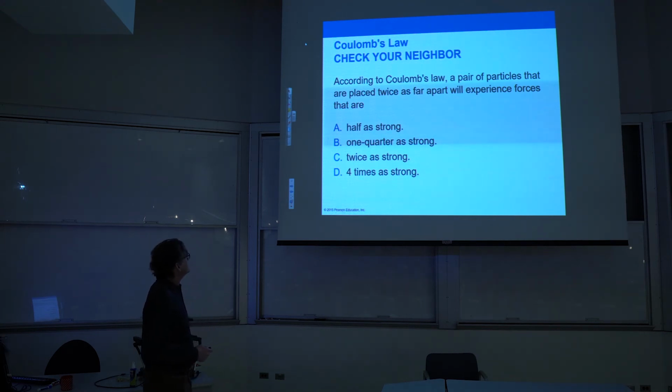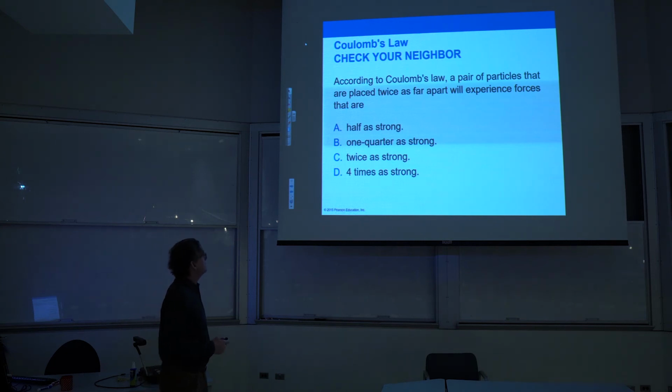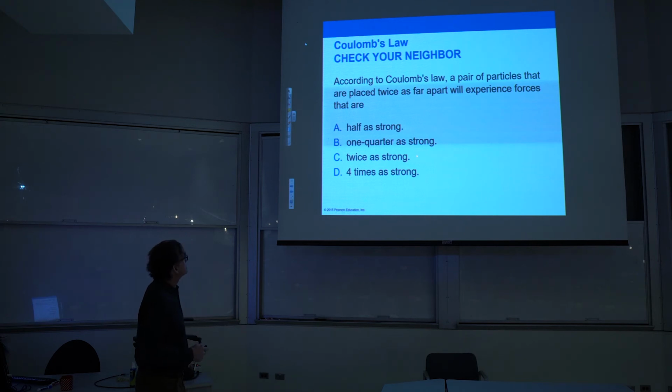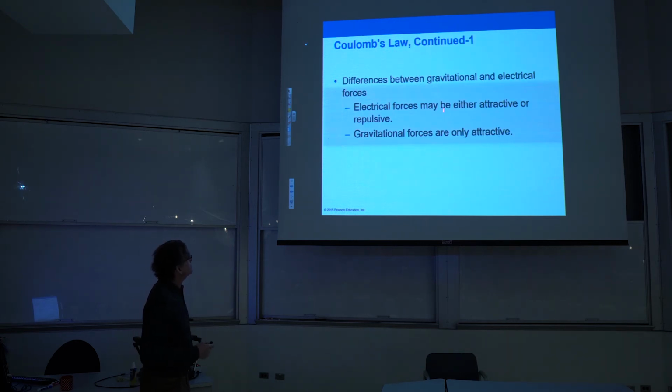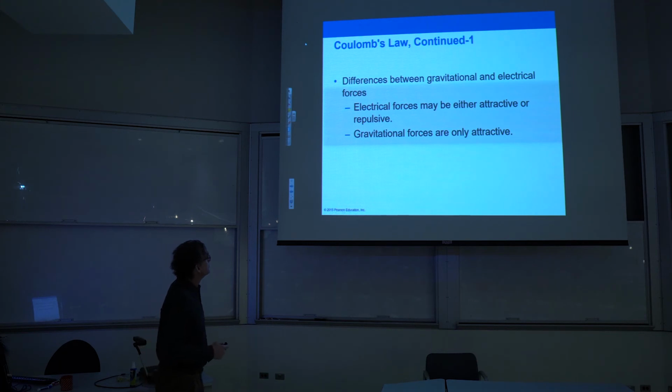Based on what we said, which is called inverse square, if we double the distance, then the force between them is 1/2 squared, which becomes 1/4. So the inverse square law says that the force between the two charged particles will be 1/4, and that's what we end up with. Now, there's one important difference between gravitational forces and electric forces.